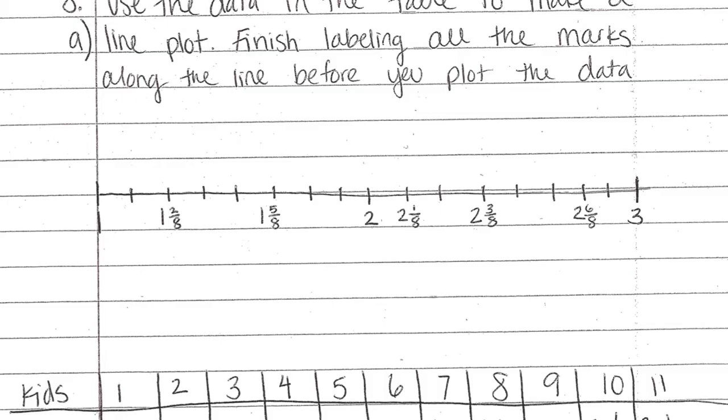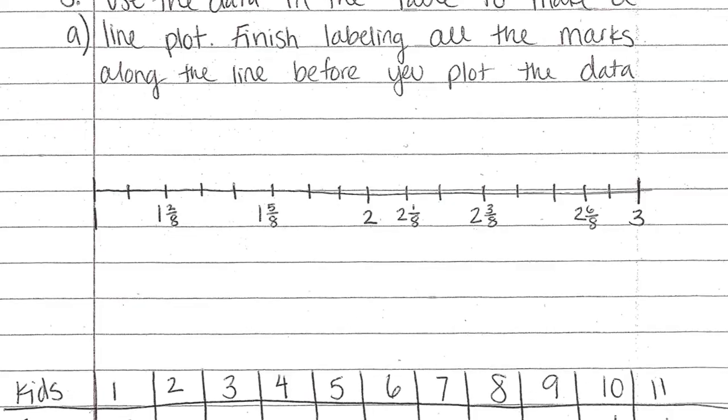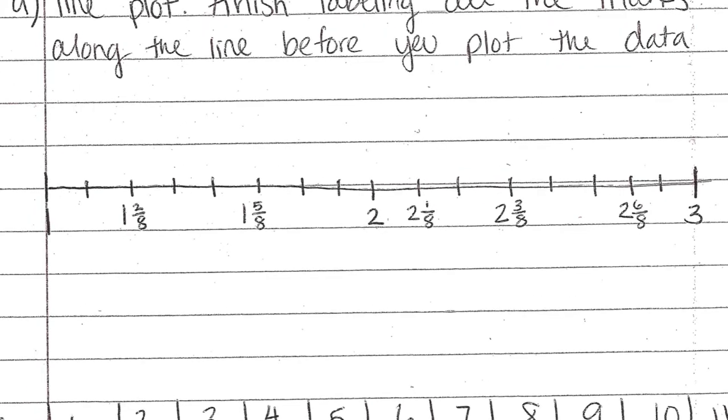So they've left a whole bunch of tick marks that I don't know, so I need to fill them in. One of the things I need to think about is what are they counting by? So I'm going to zoom in just a little bit so I can be a little bit better at writing. But it looks like they're counting by eighths because I see a whole bunch of them along the way.